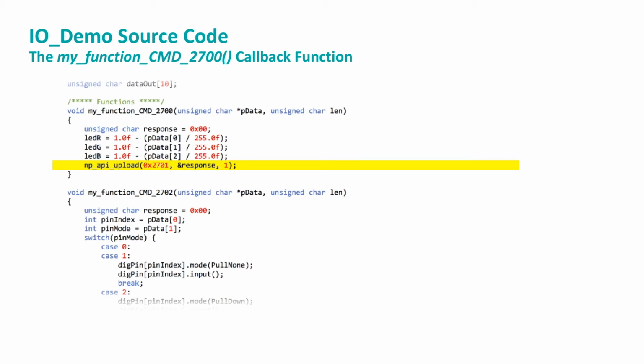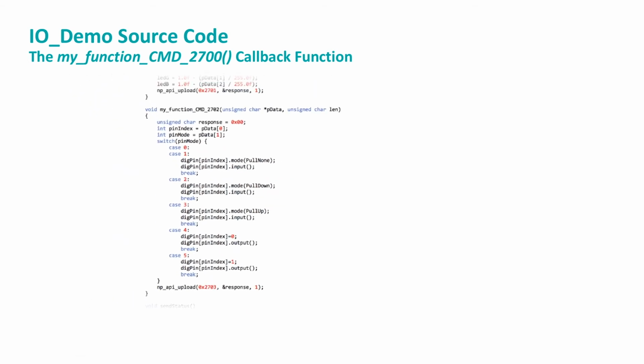This is the function that is used to send a message to the smartphone, and in this case, it just confirms to the nexpaq system that we received the message and acted on it. The np API upload function takes three values: the message number, a pointer to the data buffer, and the length of the response. A message of type 2700 is acknowledged with a message of type 2701.